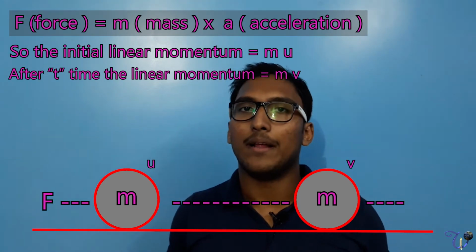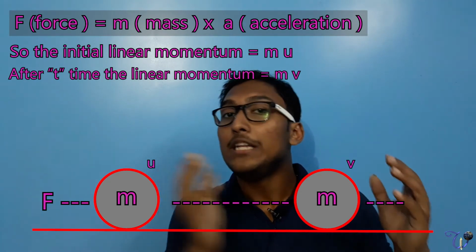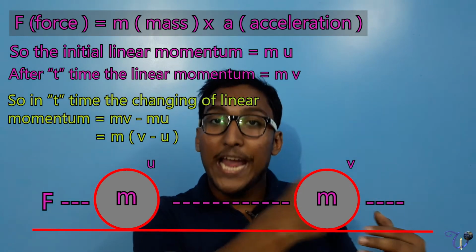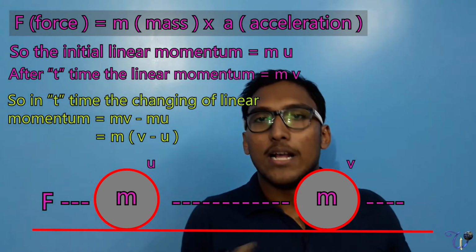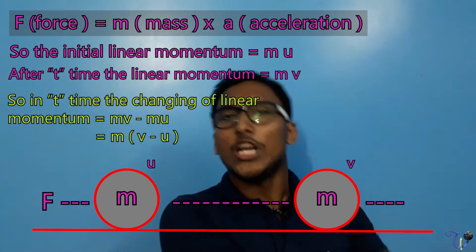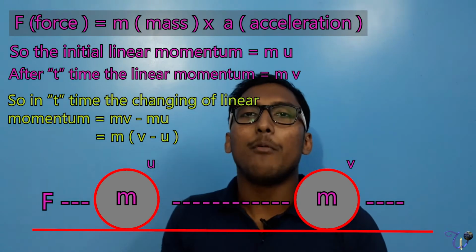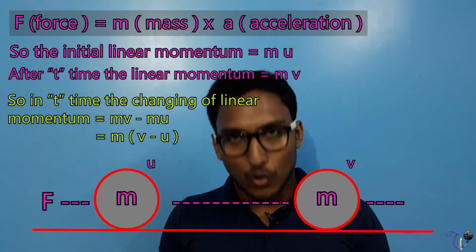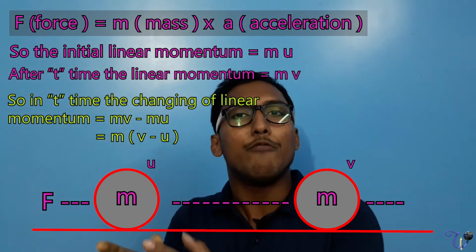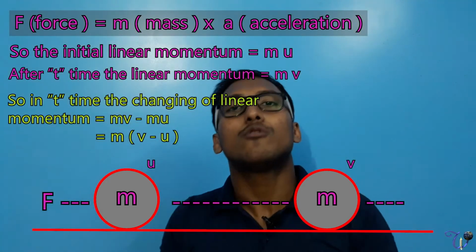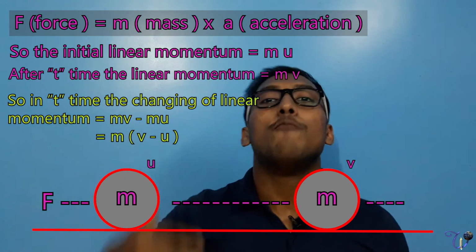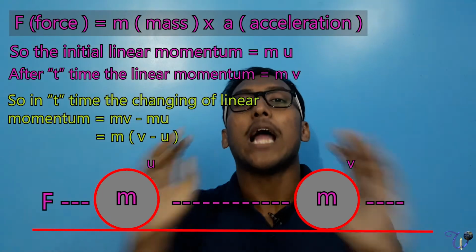Now think about it. In the interval of time t, the change of momentum is what? The change of momentum here is mv minus mu, right? Because the initial momentum was mu and the final momentum is m into v. So the change of the momentum in the interval of t time is equal to mv minus mu. That means it equals m into v minus u, right?